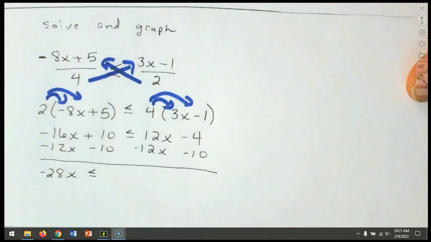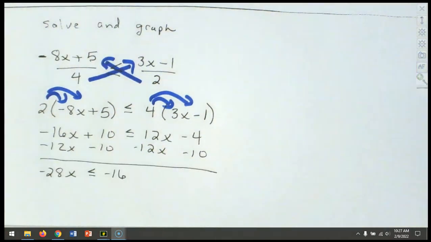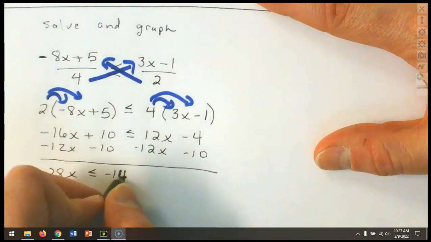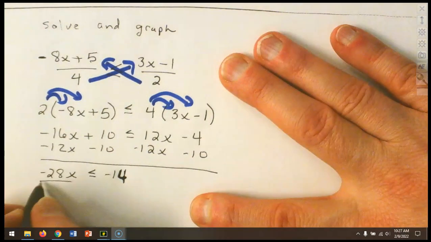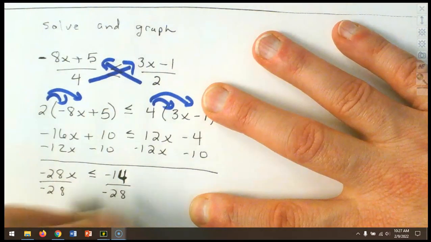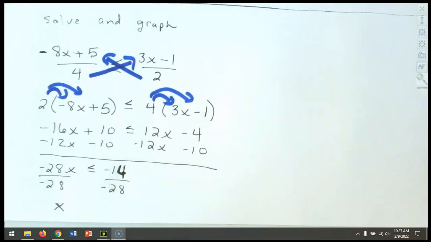Inequality symbol stays the same for right now. Minus 4 minus 10, that makes it a minus 16. Or sorry, minus 14. My mistake there, not minus 16. Sorry about that. Should be minus 14 there. Now what can we do? We're going to divide. Now when we divide by negative 28, what happens? We have to flip our sign, don't we? Okay, so x is over here. We're going to flip our inequality symbol.